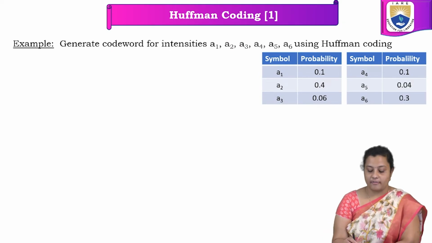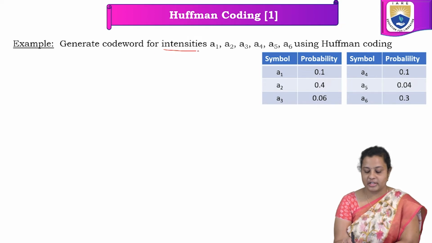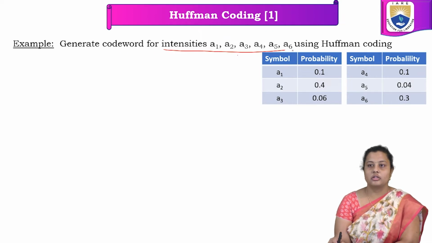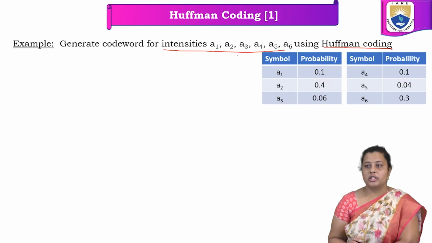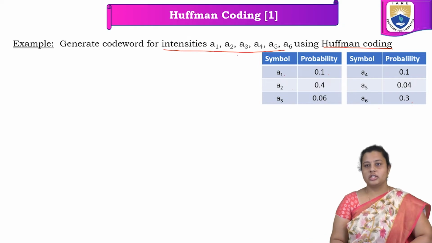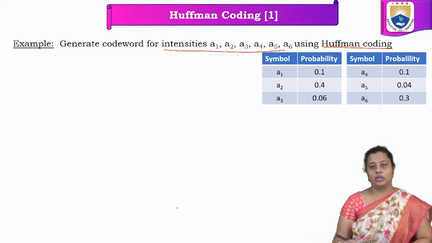If we see here, the possible intensity values are A1, A2, A3, and so on till A6. We are going to use Huffman coding. The probabilities are given in a table here: A1 is 0.1, A2 is 0.4, A3 is 0.06, A4 is 0.1, A5 is 0.04, and A6 is 0.3. First we would calculate the histogram and the normalized histogram to get our probabilities, but in the given example the probabilities are already given, so we can neglect the first and second steps.